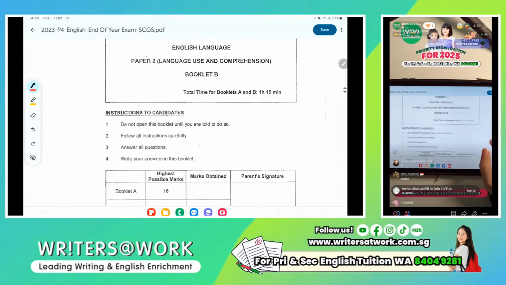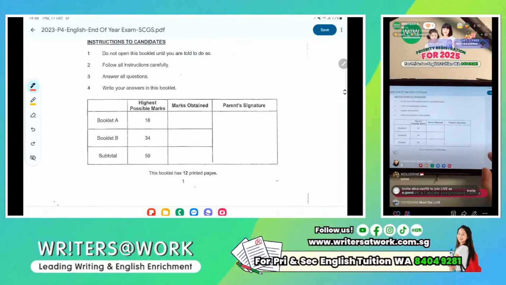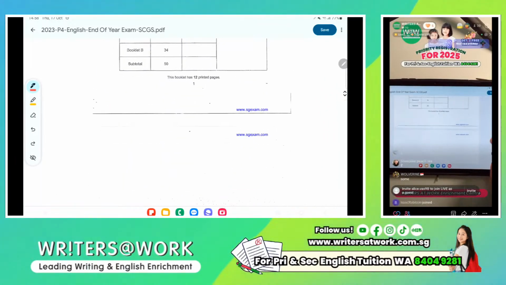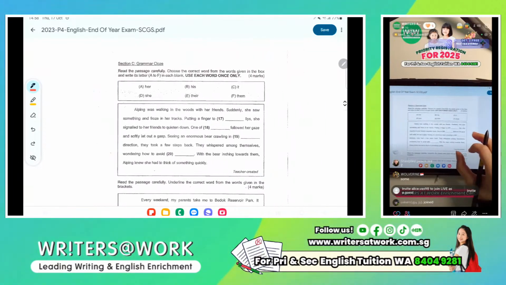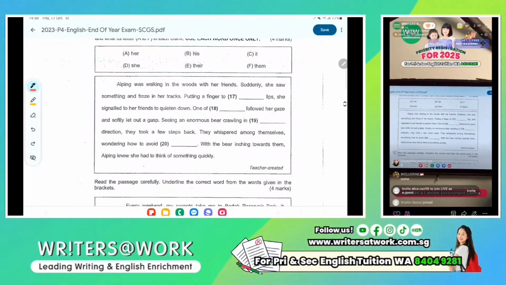Moving on to booklet B. Booklet B is 1 hour and 15 minutes long, so it will take longer for you in the exam. Ai Ping was walking in the woods with her friends. Suddenly, she saw something and froze in her tracks. Putting a finger to blank lips, she signaled to her friends to quieten down.